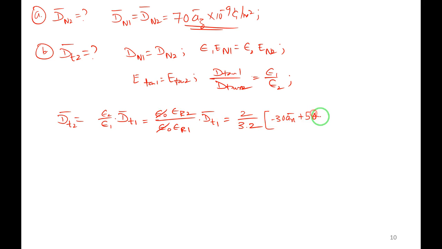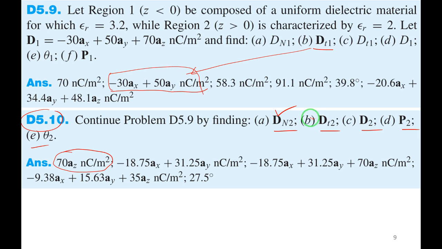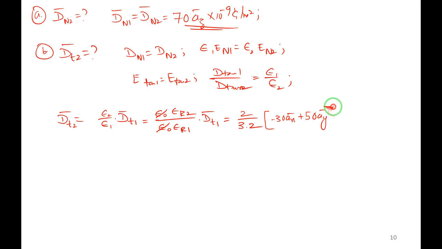Plus 50 ay, nanocoulomb per meter square, 10 power minus 1. So you will calculate this. So Dt2 is equal to 2 by 3.2, and I will multiply and write, right? So 2 divided by 3.2. So I am getting it as 0.625. This one, 0.625, I will write somewhere here.